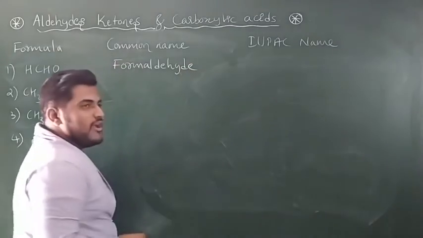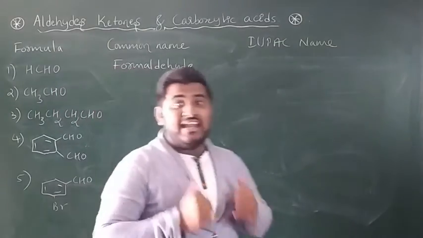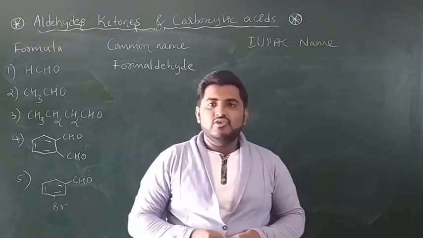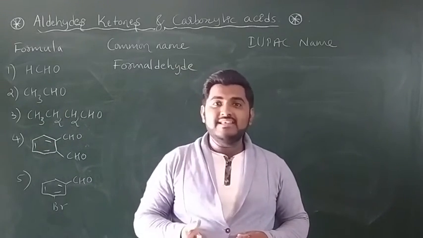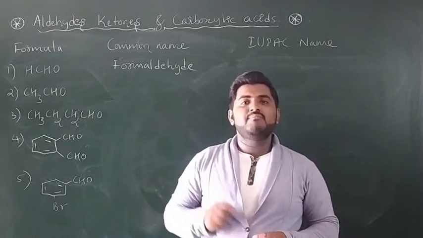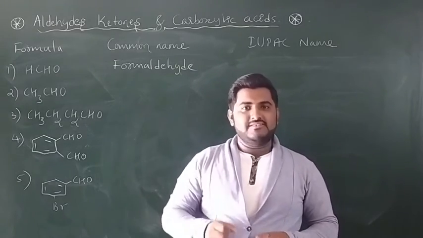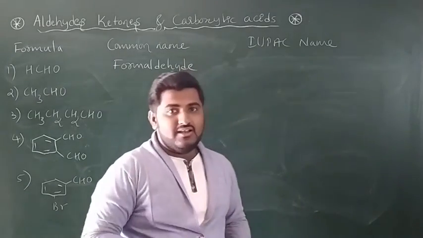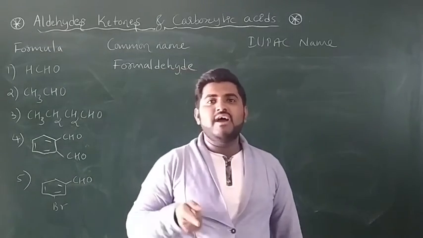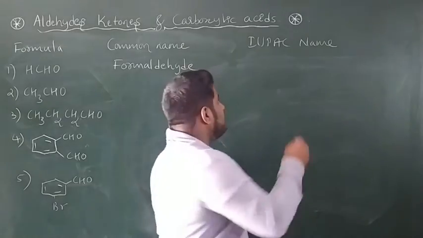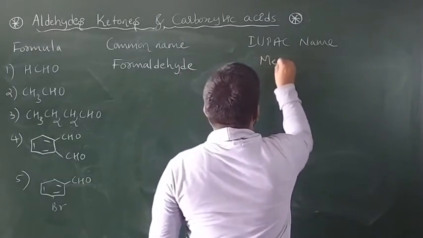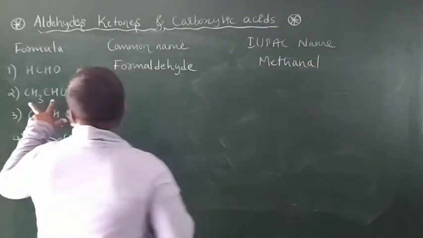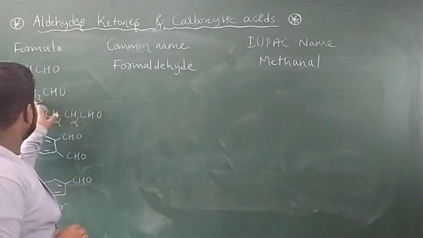In the case of IUPAC, we have to see the parent alkane. What is the parent alkane, guys? Here only one carbon atom is there, so the parent alkane is methane. So the E of methane is replaced by al. Therefore the name is methanal. Okay.